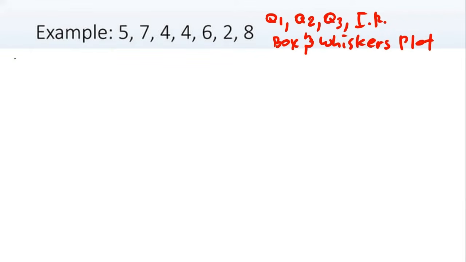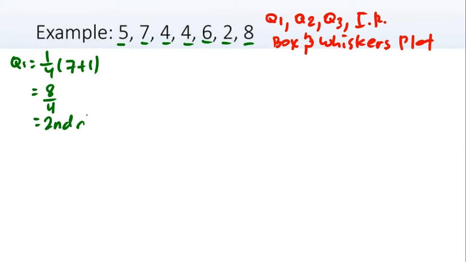Q1 muna tayo. So Q1 is equal to 1 over 4. What is the number of data? 1, 2, 3, 4, 5, 6, 7. So we have 7 plus 1. So 1 over 4, 7 plus 1 over 4. We have 8 over 4 which is 2. Yung pang second na data yung ating kukunin.